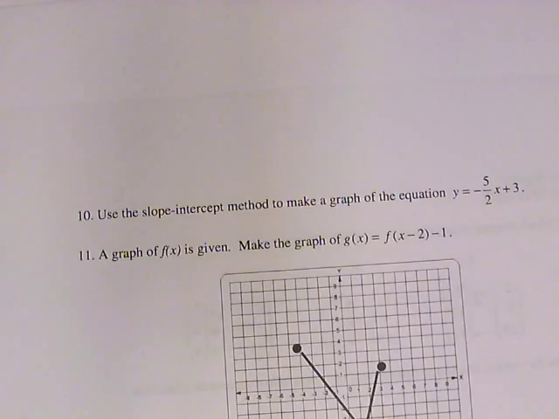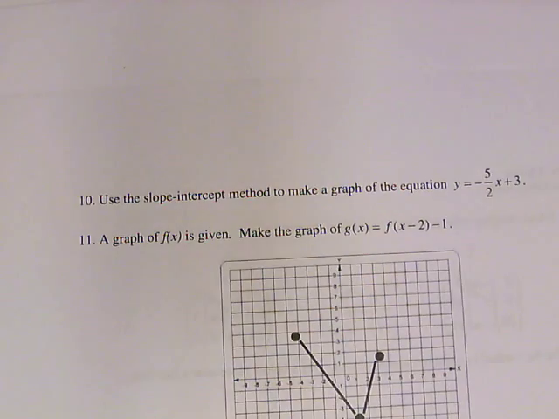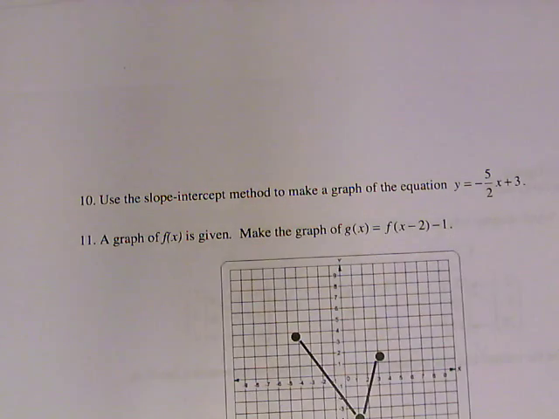Okay. Problem number 10 is this. Here you're going to use the slope-intercept method to make a graph of the equation y is equal to negative 5/2 x plus 3.